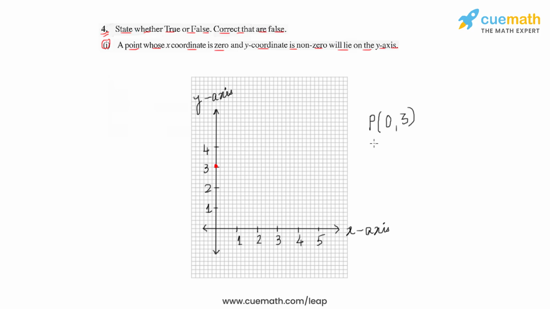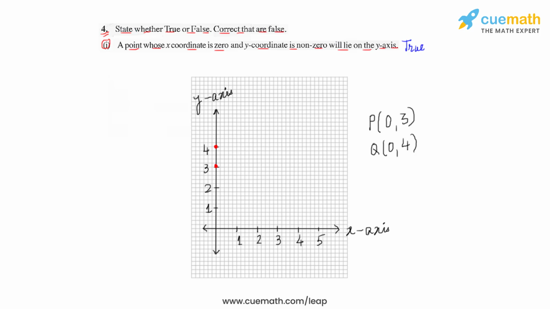Similarly, if we take one more point where we keep the x coordinate to be 0 and the y coordinate to be 4, which is again a non-zero value, so this point will give us the point Q. Hence we see that if we take any non-zero value on the y-axis, the x coordinate will always be 0. Hence, to answer this statement, we can say that the statement is true.